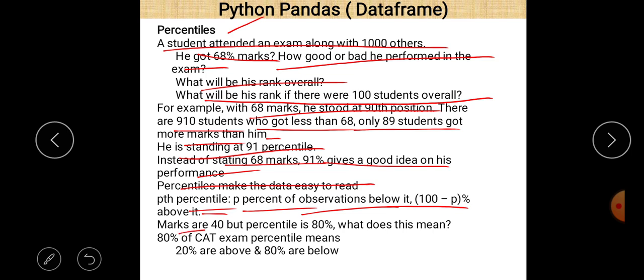What does this mean? Now there is a common statement that suppose 40% marks but percentile is 80%. This means, as in the CAT exam, 80 percentile means 20% are above and 80% are below. So 80% are below and 20% are above. Means 20% of students get more than 40% marks and 80% of students get below 40% marks.